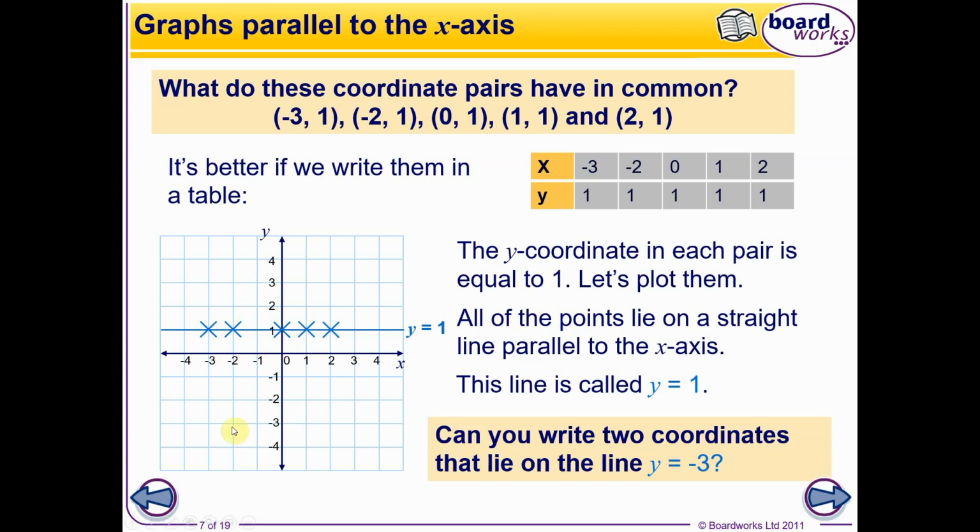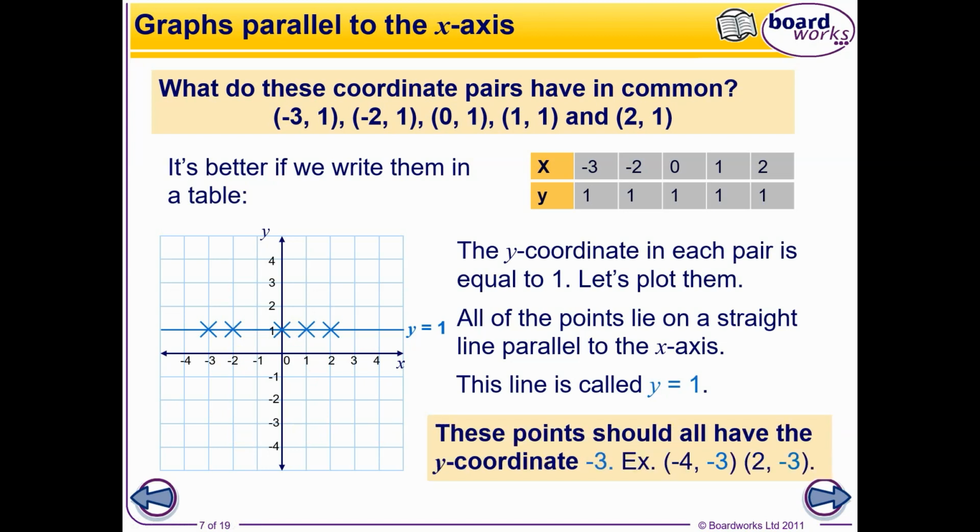-2, -3, which is here. I can have 1, -3. 4, -3. As long as the y coordinate is -3, they are correct. So these points should all have the y coordinate -3. Example, -4, -3. 2, -3. I have put those 2 points. And that line is called y is equal to -3, because it passes through where y is equal to -3, and it is parallel to the x-axis.